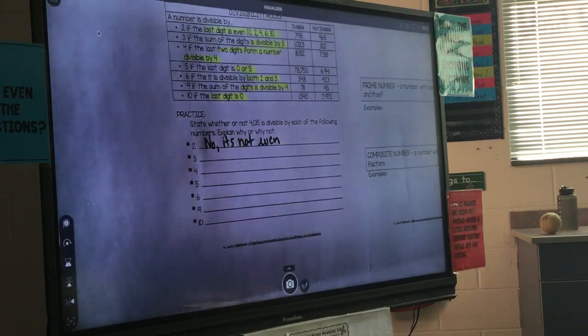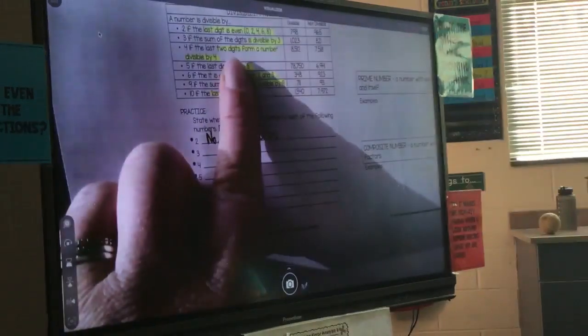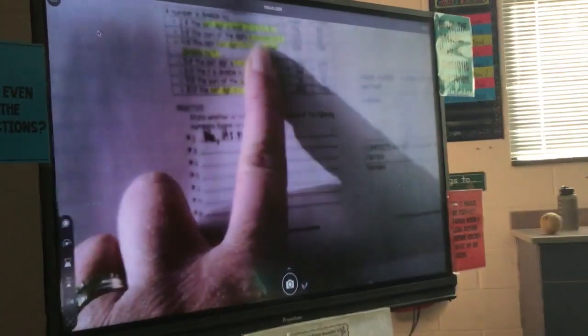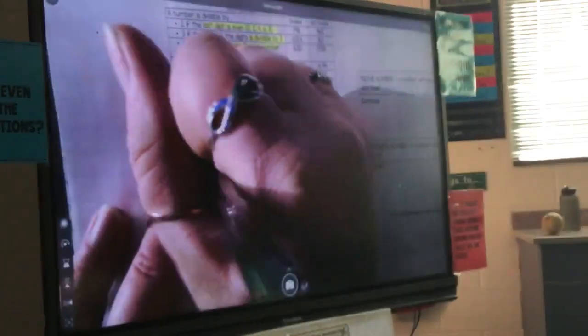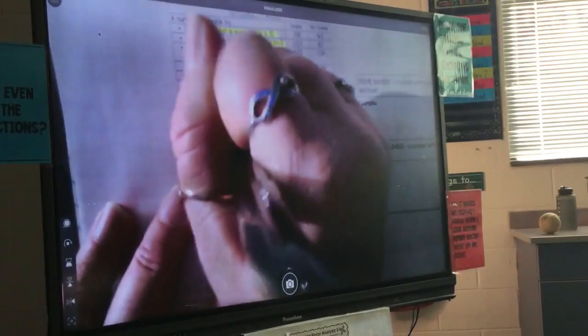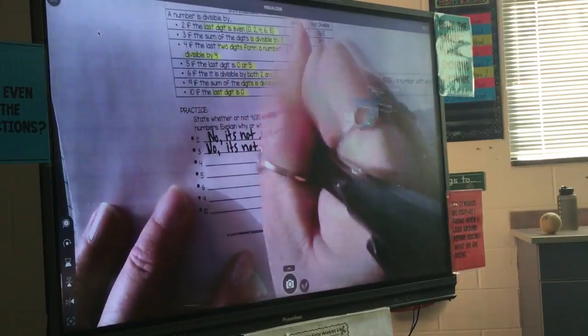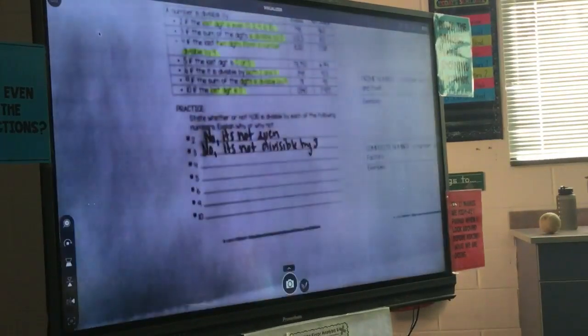Okay, thank you. All right, what about 3? Is it divisible by 3? No, because the last digit isn't divisible. If you don't know, recommendation number 1, don't call out. Look at it. It says if the sum of the digits is divisible by 3. Well, is 5 divisible by 3? No. So therefore, it is not divisible by 3.